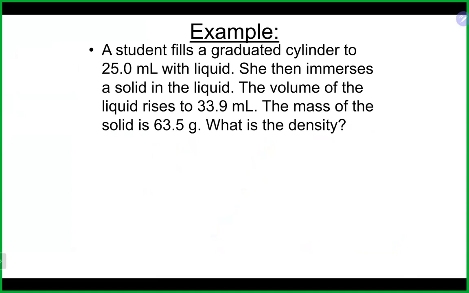Let's take a look at this one here. A graduated cylinder, 25 milliliters of liquid. She then drops a solid in it. It goes to 33.9 milliliters. The solid has a mass of 63.5. What is the density here? So take a few minutes, see what you come up with.